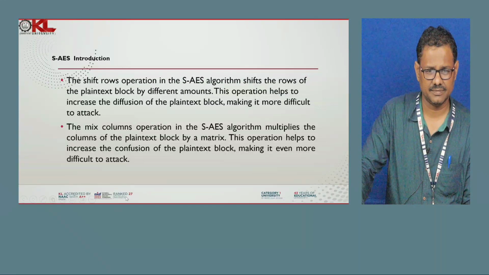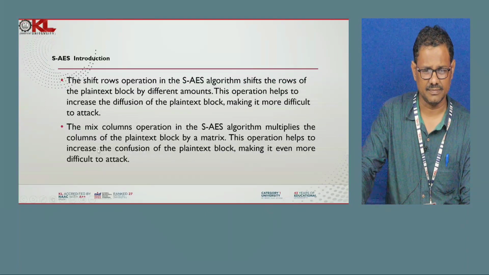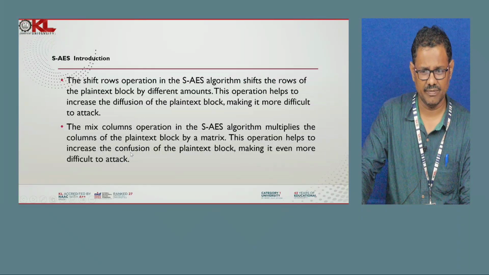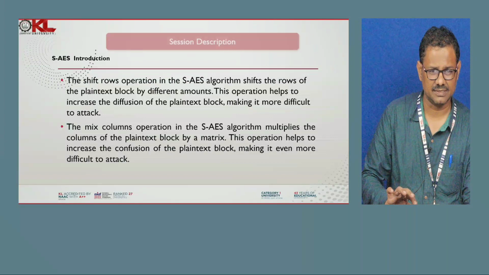This is introduction. The shift rows operation in the SIS algorithm shifts the rows of plain text block by different amounts. This operation helps to increase the diffusion of the plain text block, making it more difficult to attack. The mix columns operation in the SIS algorithm multiplies the columns of the plain text block by a matrix. This operation helps to increase the confusion of the plain text block, making it even more difficult to attack.